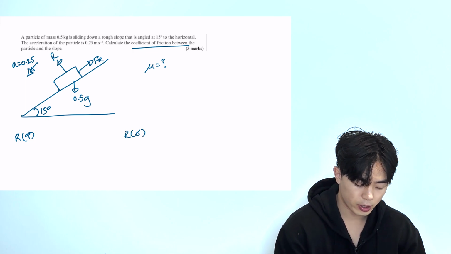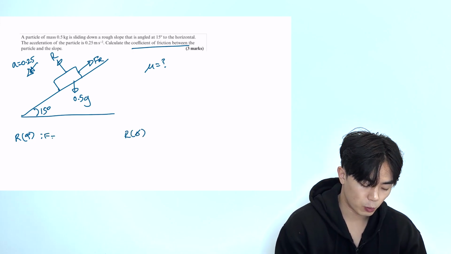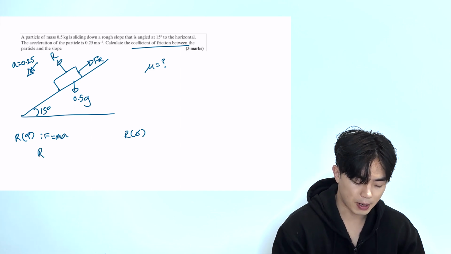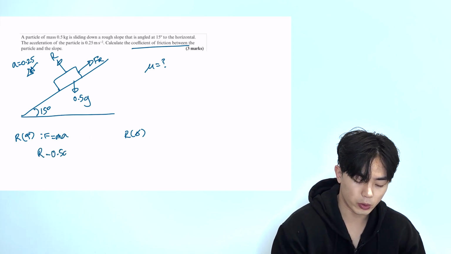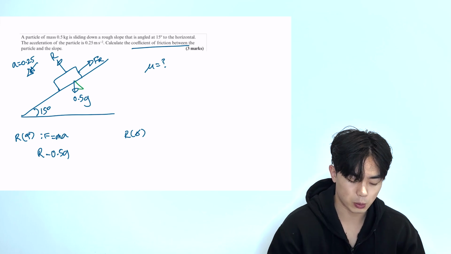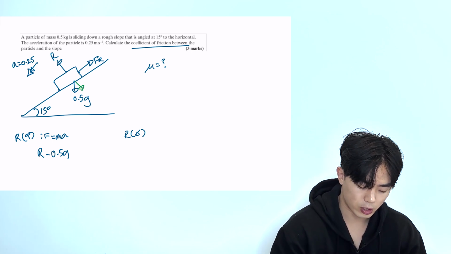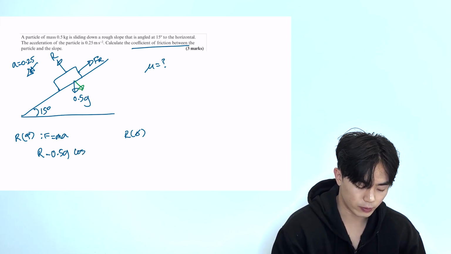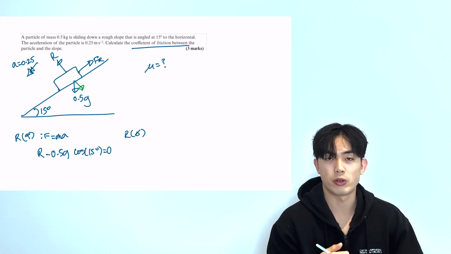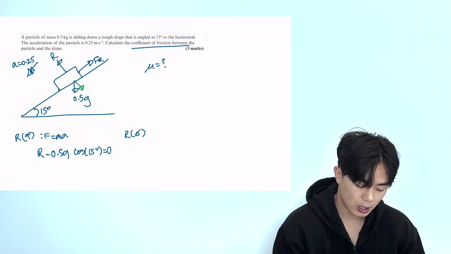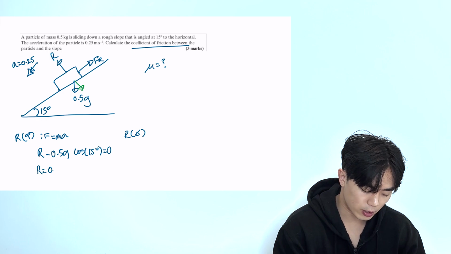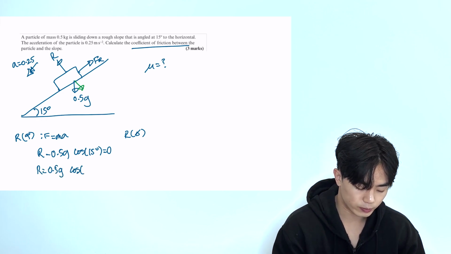So resolving perpendicular to the plane, F is ma. We have this R value up there, and we have this minus 0.5g. Remember, we want this component acting perpendicular, so this one here. So it's going to be minus 0.5g cos 15 degrees. And that's going to be equal to 0, because remember, it's not accelerating in that direction. So R is going to be equal to 0.5g cos 15 degrees.